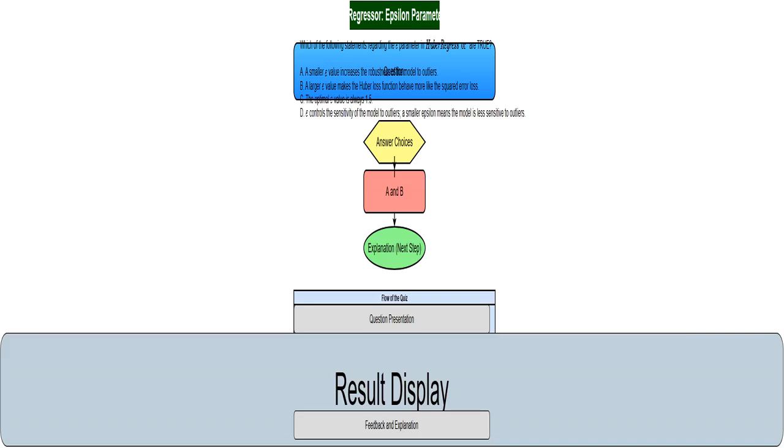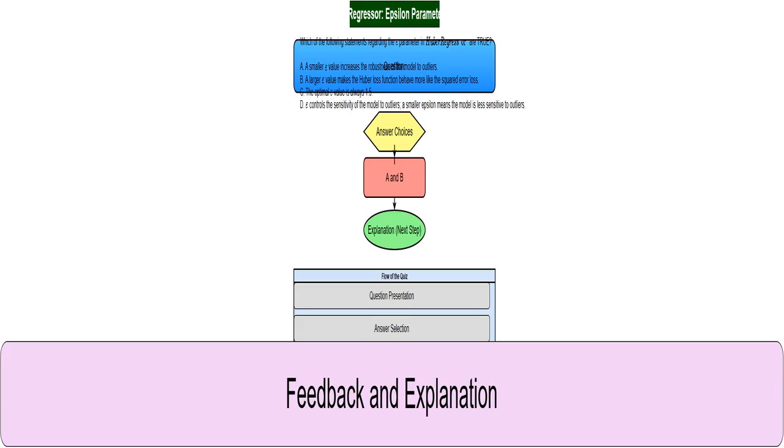I will display whether your answer is correct. This will provide immediate feedback. Finally, I'll provide a thorough explanation of the correct and incorrect answers. This is crucial to cement your understanding of the HuberRegressor and the epsilon parameter.